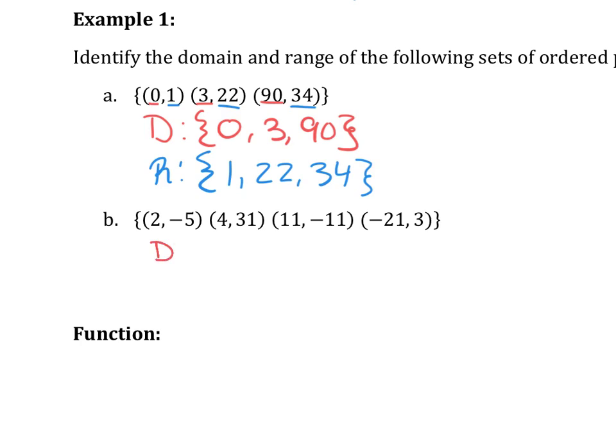Okay, then letter B, again, our domain is the x values, 2, 4, 11, -21. Again, I like to write them in order, but you don't have to as long as you have all the same numbers in there. And then the range is our y values, -5, 31, -11, 3.